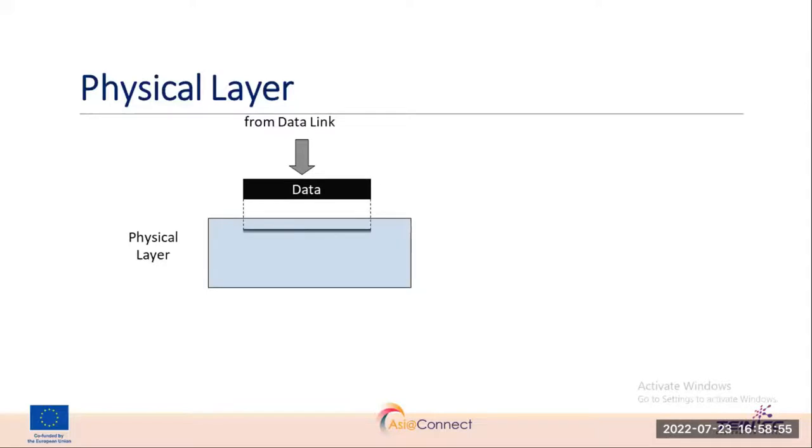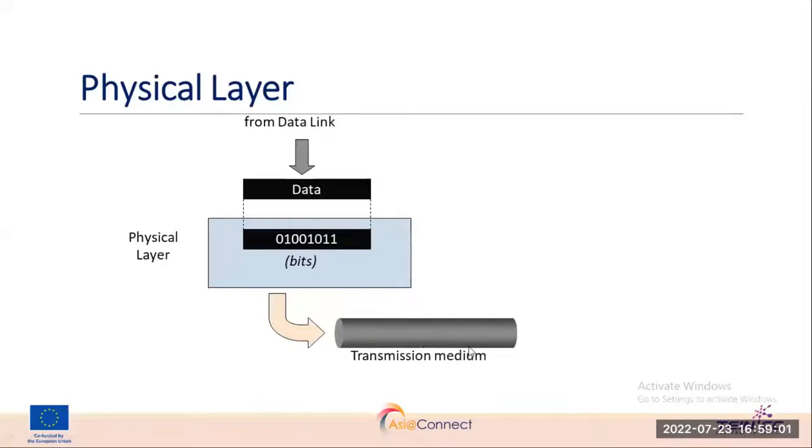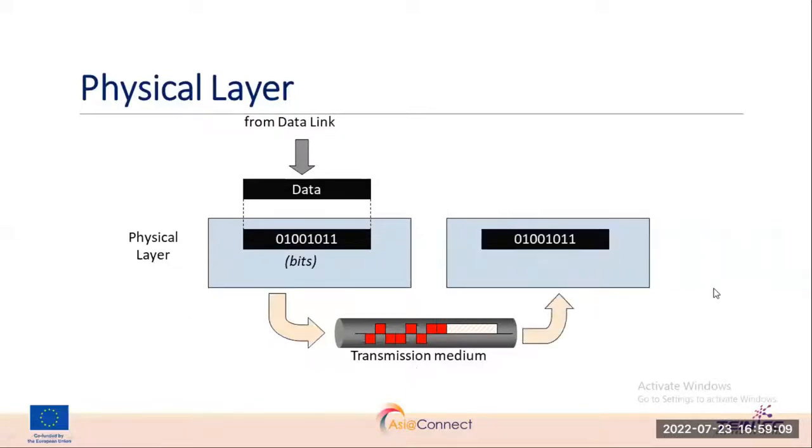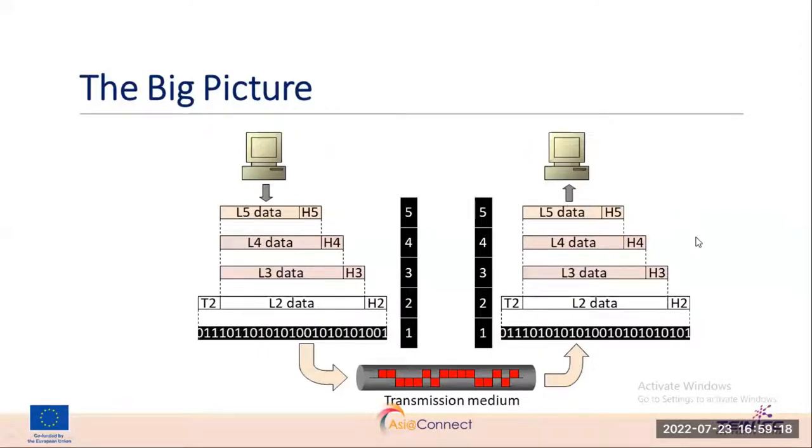It receives data from the data link layer and converts it into a digital bit stream, then, depending on the transmission medium, converts it into digital or analog signals and sends it to the receiving end's physical layer. The bit stream is converted back into data. This is the whole process.